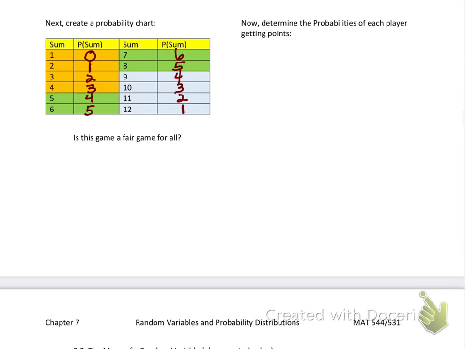So let's figure out what player A would get. So player A, how many times will he get a point? So let's see. He's 1, 2, 3, or 4. Add them up. I have 3, 4, 5, 6. 6 times. And how many possibilities do I have? I have 36. It's 6 times 6. So 6 out of 36 times, he or she will get a point.